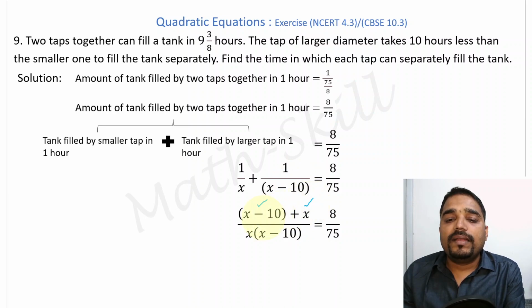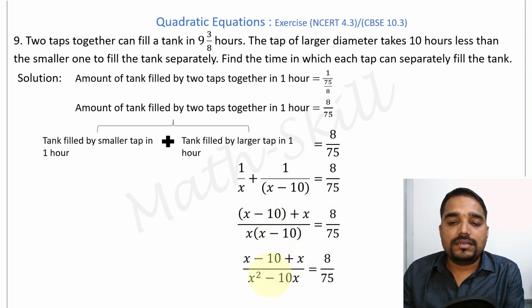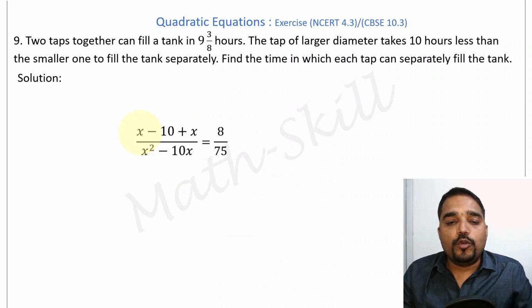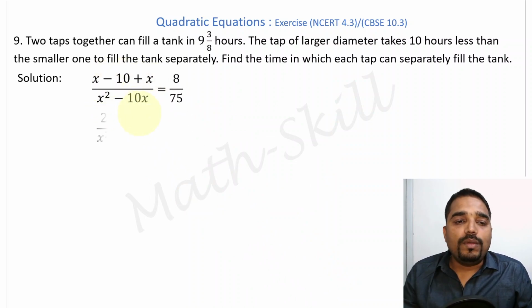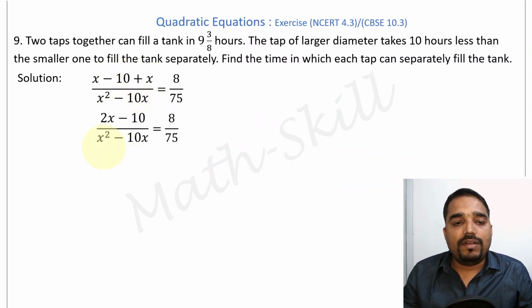That is, upon opening brackets, x minus 10 plus x divided by x into x minus 10. x into x is x square minus x into 10 is 10x, is equal to 8 divided by 75. Or in the numerator, x plus x would be 2x minus 10 divided by x square minus 10x is equal to 8 by 75. Now let us do cross multiplication.